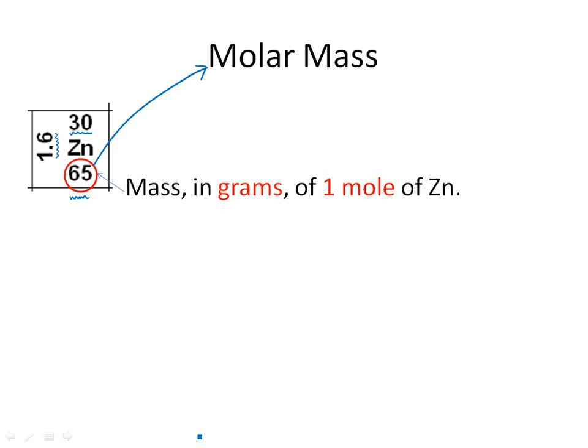If we take it to mean the molar mass, its unit is grams per mole, and it means the mass in grams of 1 mole of zinc. 1 mole of zinc will have a mass of 65 grams.